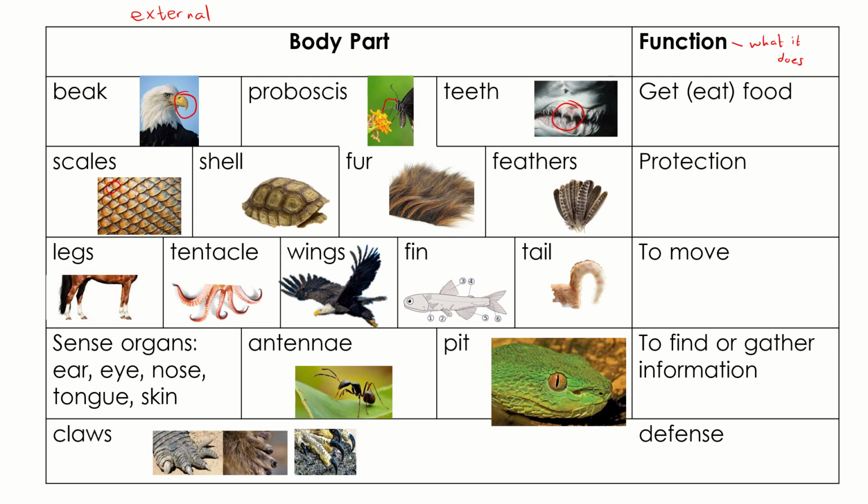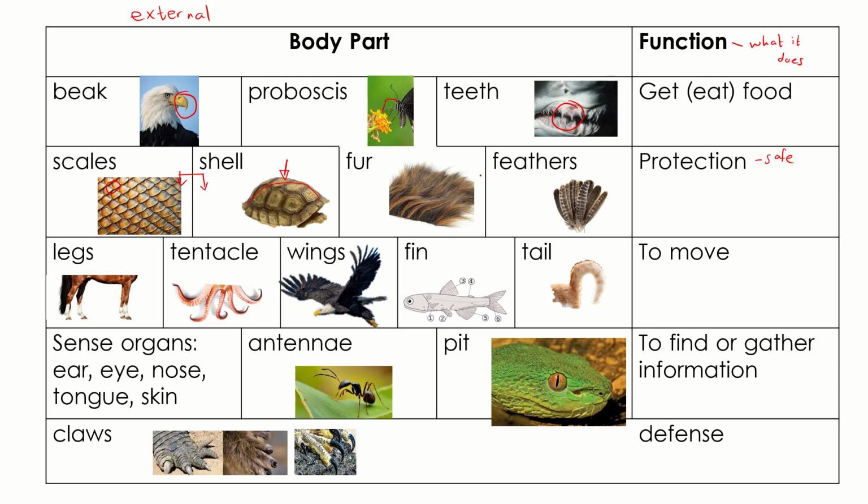Scales are these hard things found on the outside of fish and reptiles like snakes. This is a shell. It's again something very hard found on the outside of a tortoise or turtle. These protect the animal. So they are very hard. They keep the animal safe. So they protect the animal from something that wants to hurt them or eat them.